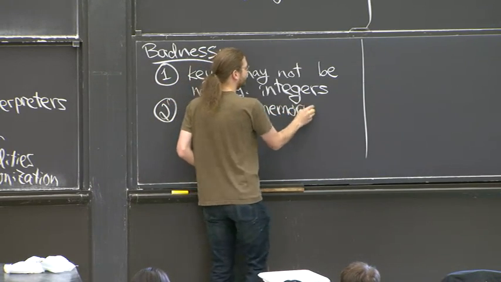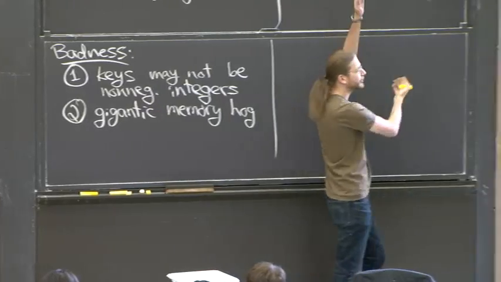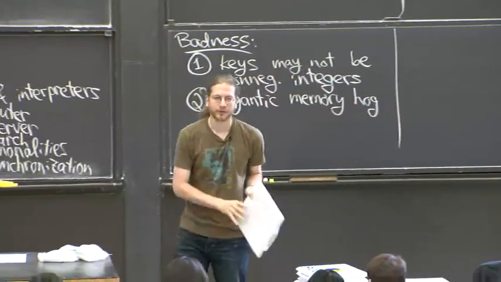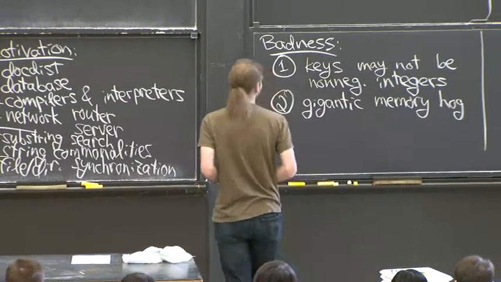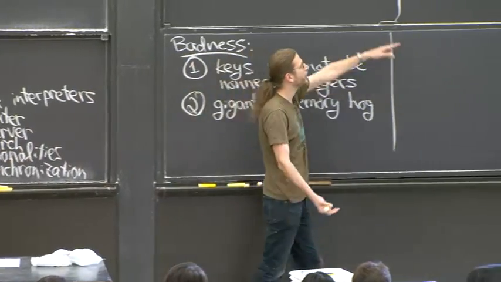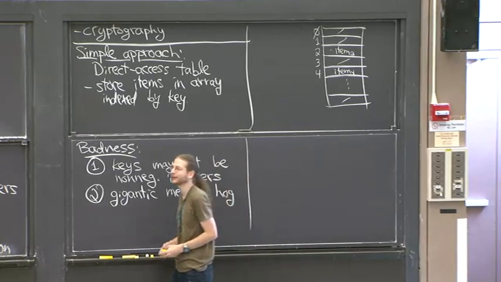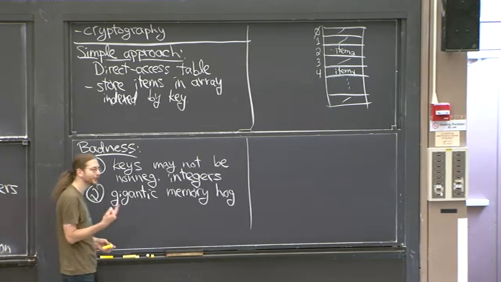Not always, of course. If it happens that the set of possible keys is not too giant, then life is good. But if you have a lot of keys, you need one slot in your array per key. That could be a lot. Maybe your keys are 64-bit integers. Then you need two to the 64 slots just to store one measly dictionary.